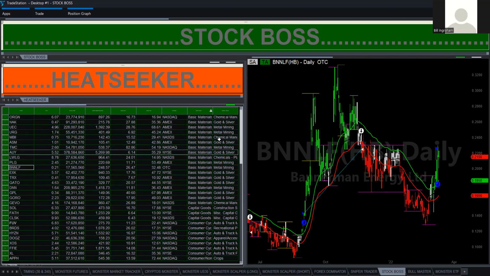Okay, so let's say, for instance, we've got about 15, 20 stocks here in basic materials. We can trade all of them. And we trade Stock Boss on the daily time frame, so that gives us time. We can't trade every one, but we can find perhaps the best one or the best 3 or 4 with really good fundamentals that's breaking out.